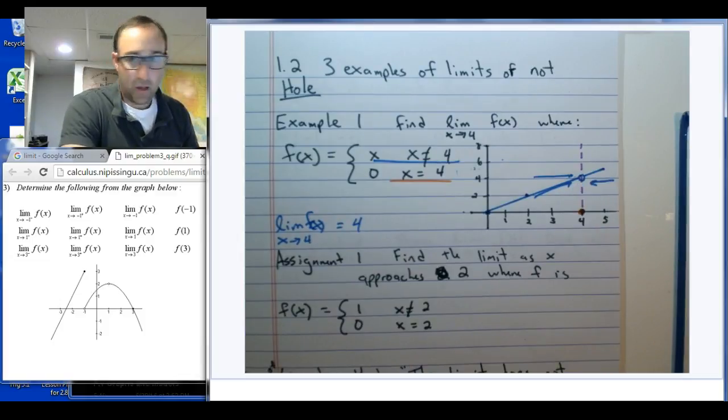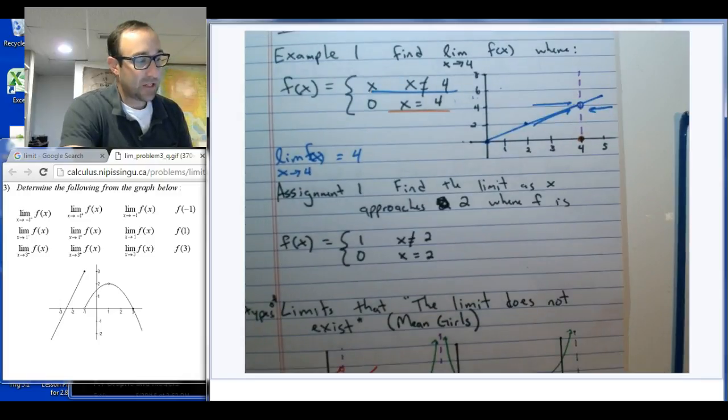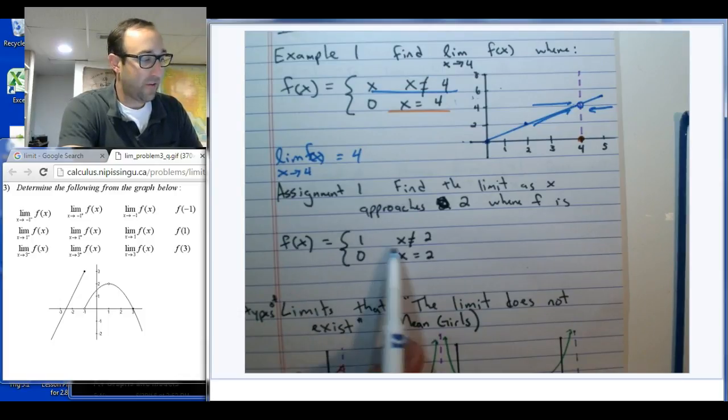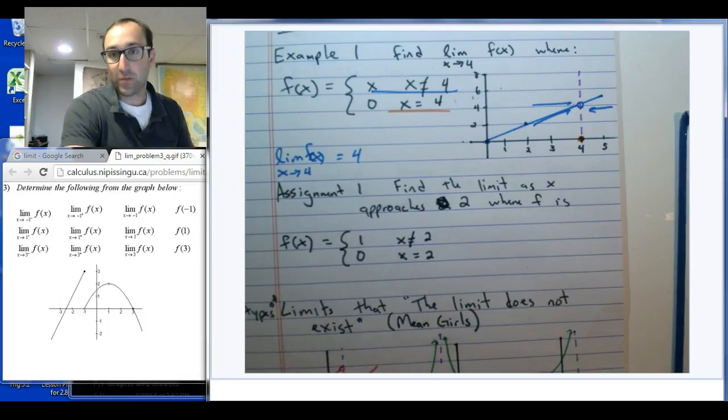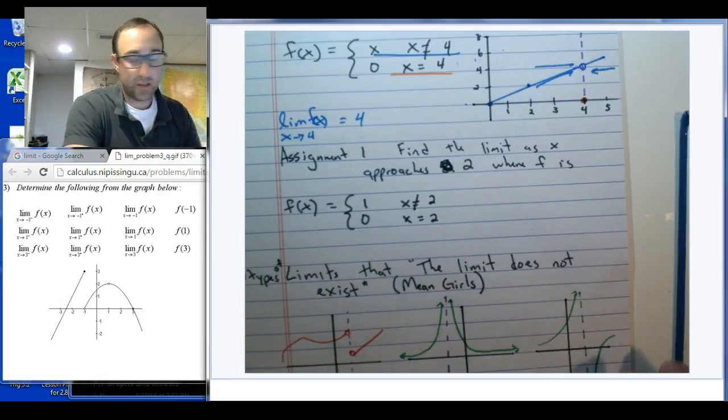Alright, so there is our first example, and here's your first assignment. Find the limit as x approaches 2 when f is defined by this. f of x equals 1 when x does not equal 2, and f of x equals 0 when x does equal 2. So we'll do that first assignment. Also, I'm going to have a whole list of things for you about how limits don't exist for this next section coming up.